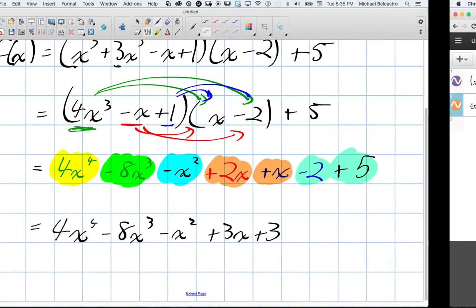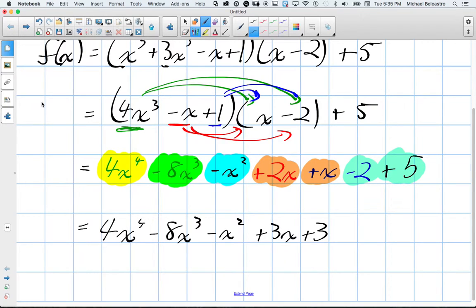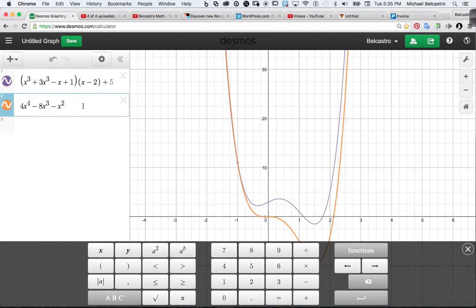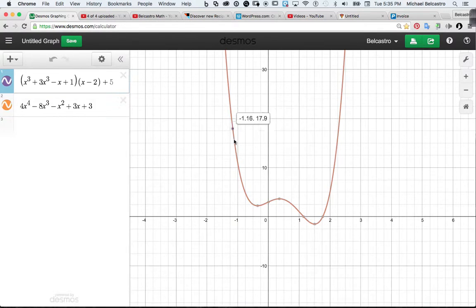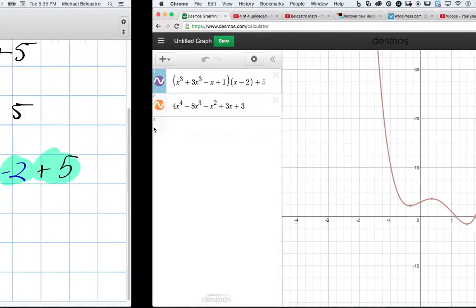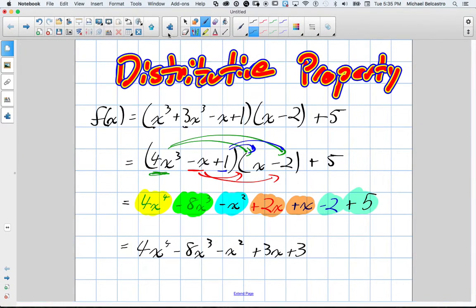Oh, hold on. Do I have the right one? I might not have the right one. Yeah, no, plus 3x plus 3. And they're identical. These two are identical, which means we've expanded this properly in our distribution here. I actually got it. I messed this part up somewhere.